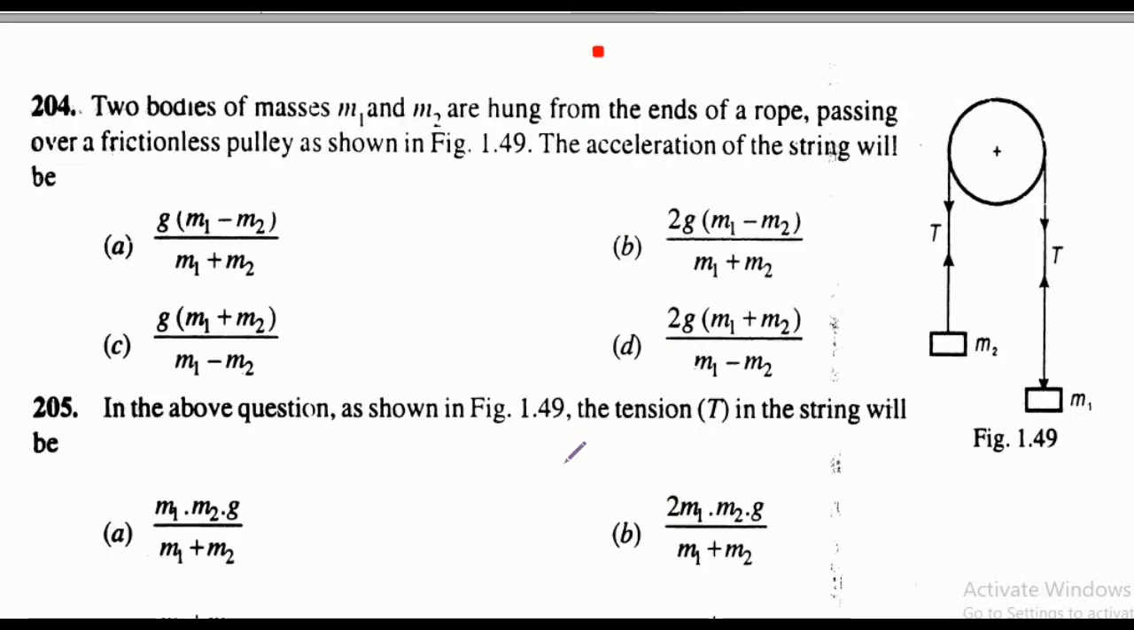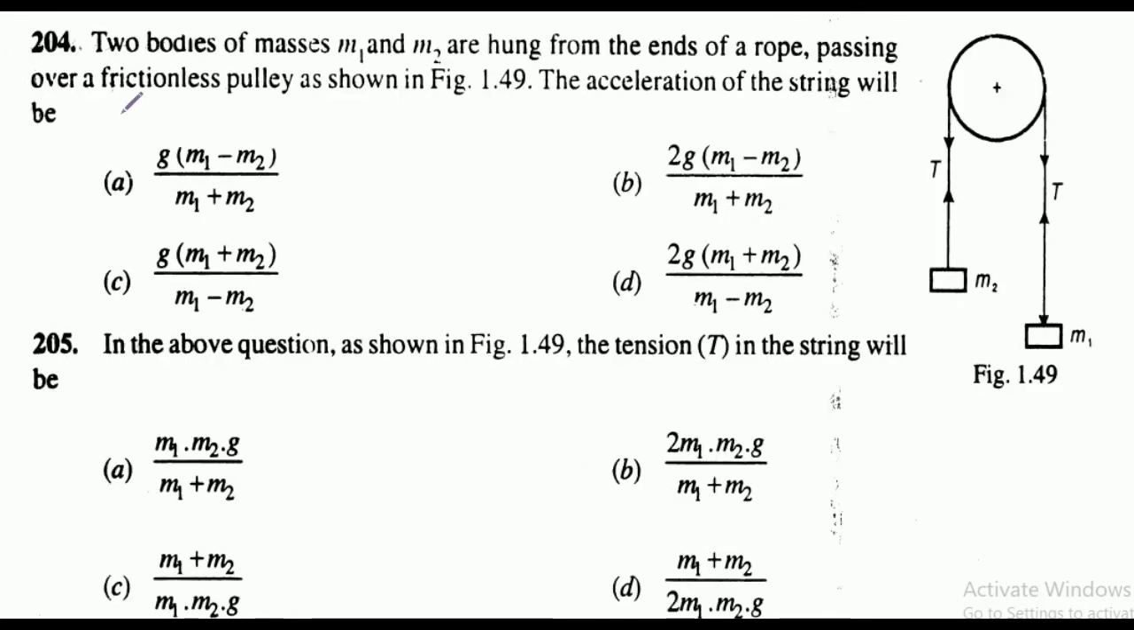Next is question 204. Two bodies of masses m1 and m2 are hung from the ends of a rope passing over a frictionless pulley as shown in figure. This is the figure. The acceleration of the string will be. Here friends, these are the options, and the correct answer is option A, that is g into bracket m1 minus m2 upon m1 plus m2.